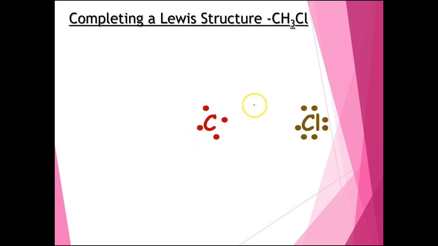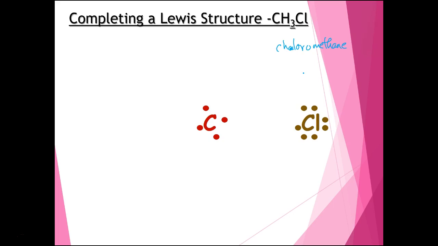So what if we had the structure CH3Cl? Now this is a binary compound, and this is called chloromethane. Not sure if I spelled that right now that I'm looking at that. I don't think that O is right there, but it's called chloromethane, okay?